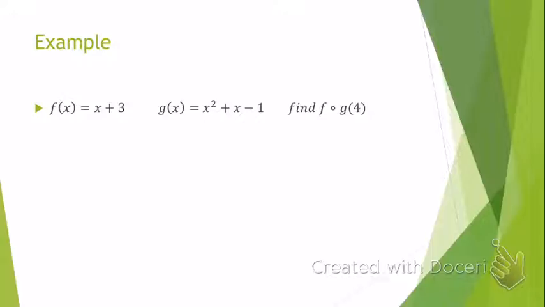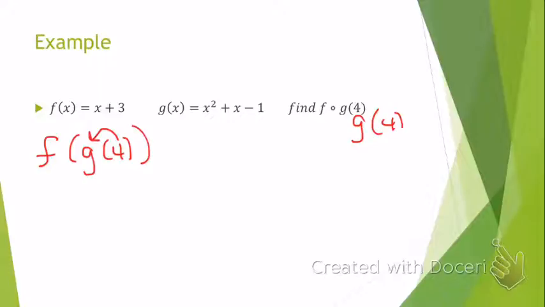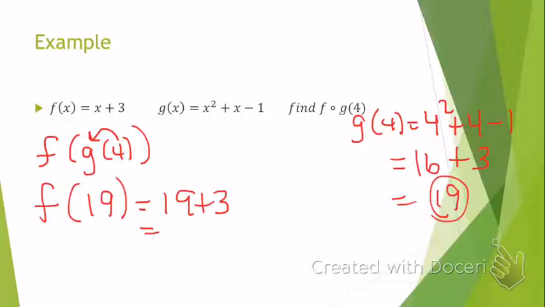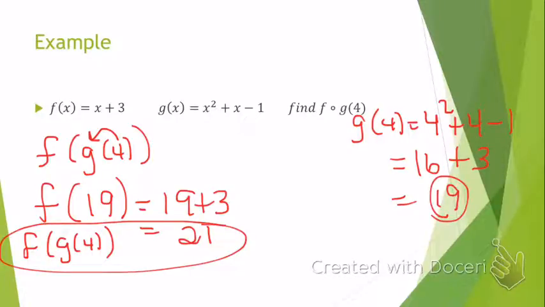All right, so here we're going to find the composition f of g of 4. So essentially that means f of g of 4. You start from the inner core and work yourself out. So we're going to put 4 inside of g. That would give us 4 squared plus 4 minus 1. You writing this down? Should be. So it gives us 19. So we're going to find f of 19 now. So that gives us 22.